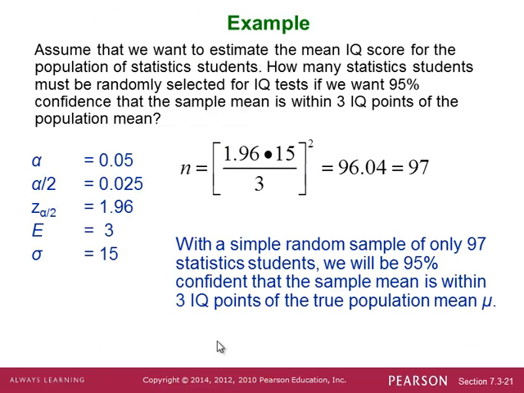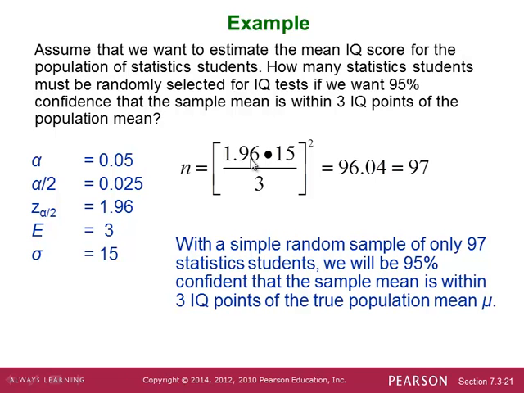So here's an example. Assume that we want to estimate the mean IQ score for the population of statistics students. How many statistics students must be randomly selected for IQ tests if we want 95% confidence that the sample mean is within 3 IQ points? So we're going to put 3 right here for the required E value, margin of error.